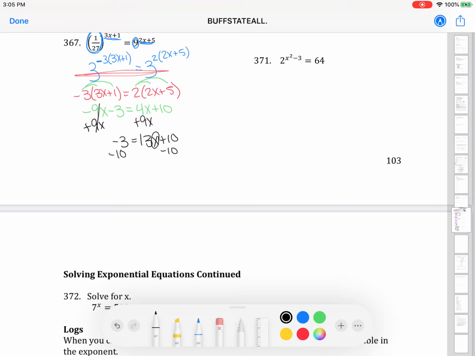Now to get my x by itself, I get rid of what's being added or subtracted first. So I subtract that 10 that's being added to the other side. Negative 3 minus 10 is a negative 13. That equals 13x. And then I divide both sides by 13, and I get x equals negative 1, which I could absolutely plug back in and check.